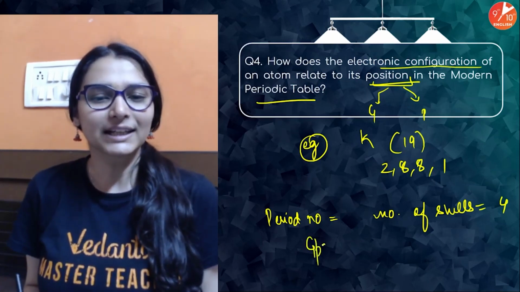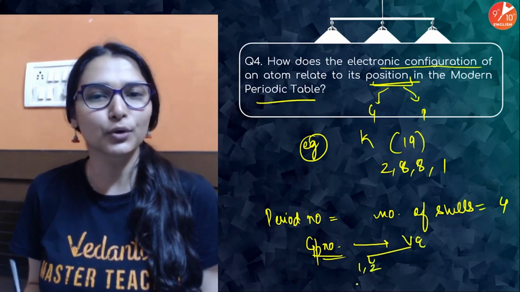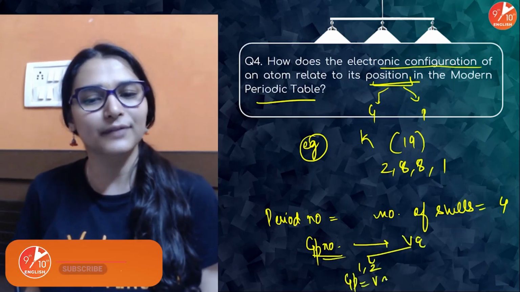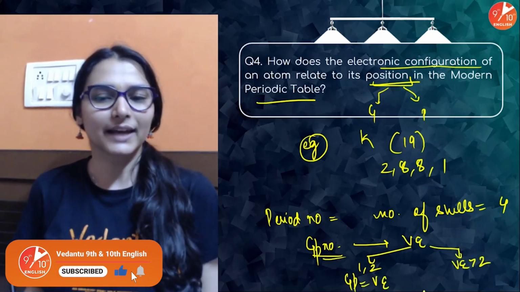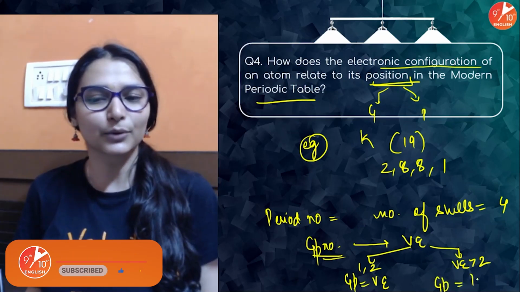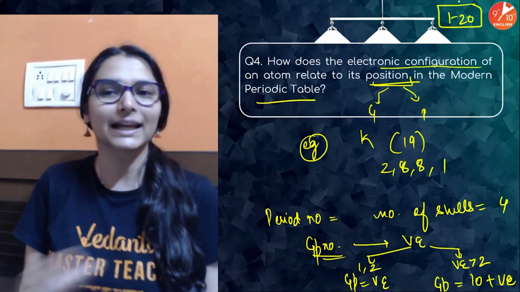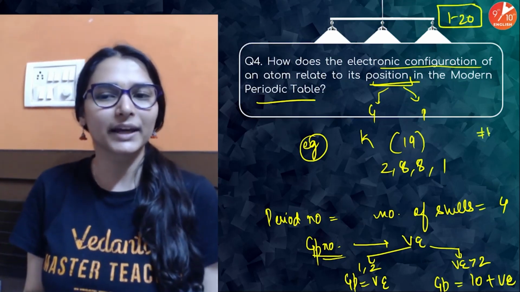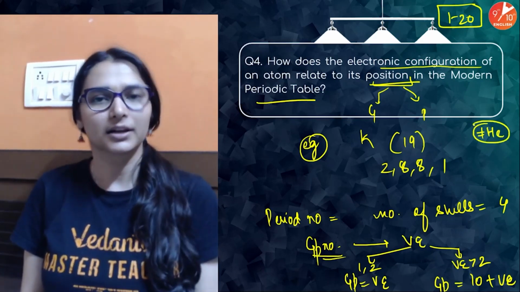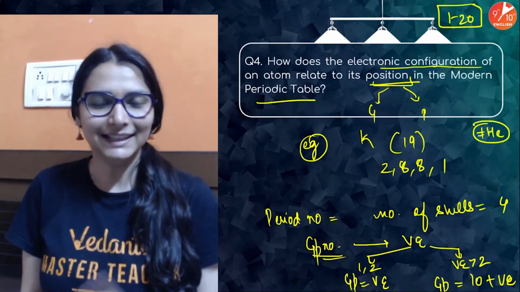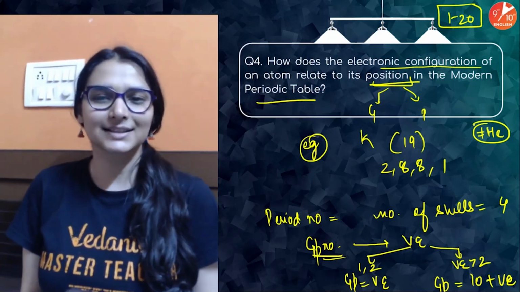Okay, for the group number we have to see the valence electrons, right? If valence electrons are 1 or 2, in that case group number is equal to the valence electrons. If valence electrons are more than 2, then in those cases group number is equal to 10 plus valence electrons. Apply this only to the first 20 elements. And also helium: helium has 2 electrons in the K shell. They are the valence electrons, but helium is in group number 18, right? So yeah, this is what you have to see.